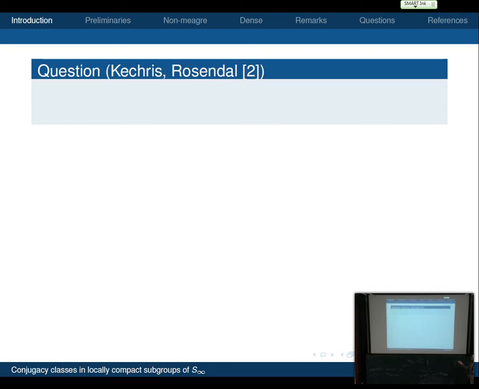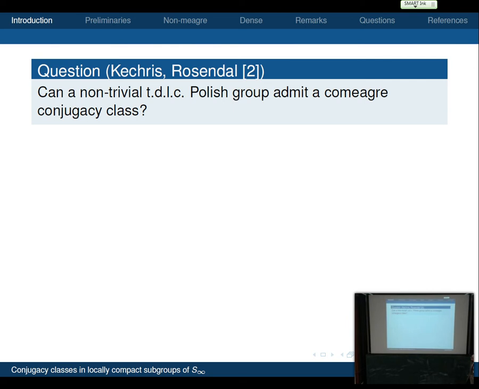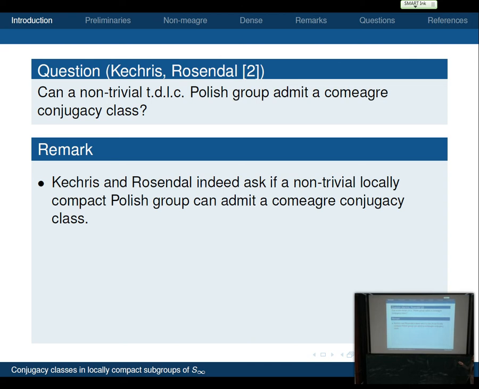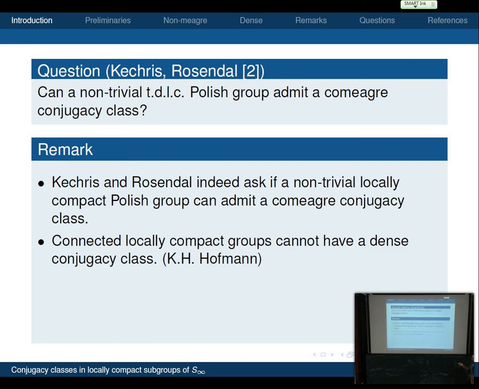Kechris and Rosendal to ask, can a non-trivial T.D.L.C. Polish group admit a co-meagre conjugacy class? And some remarks: indeed, they ask if a non-trivial locally compact Polish group can admit a co-meagre conjugacy class. However, connected locally compact groups cannot even have a dense conjugacy class, and this is by an unpublished result of Hofmann. And so the question reduces to what I have written here.